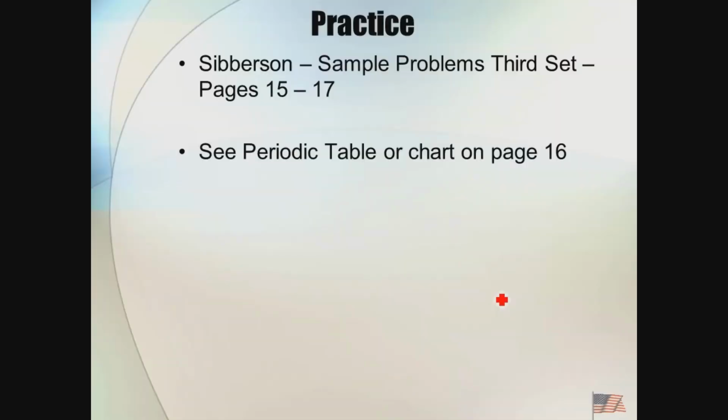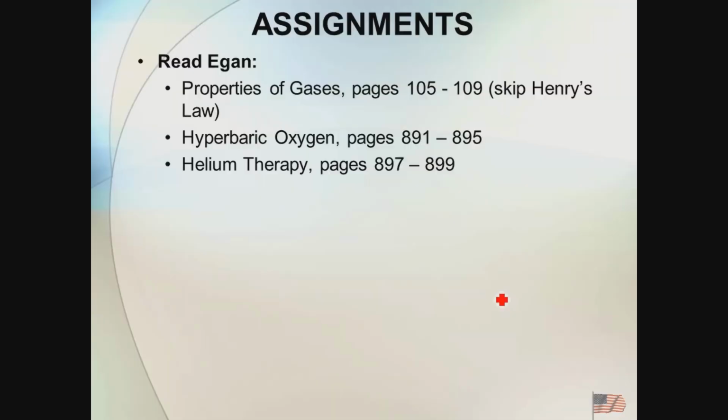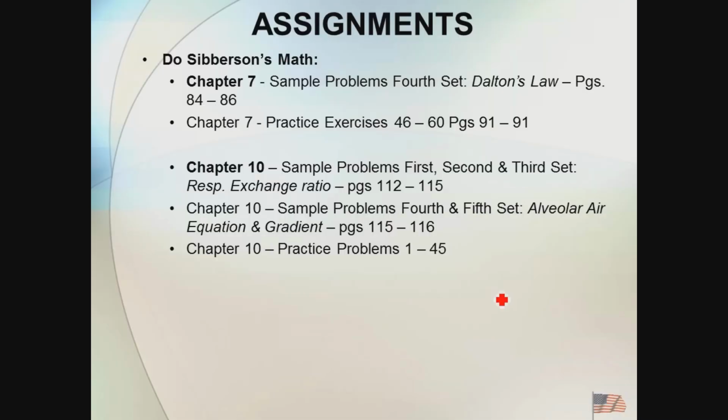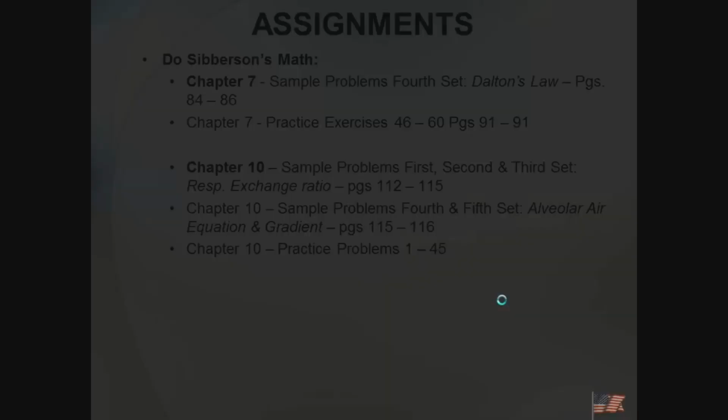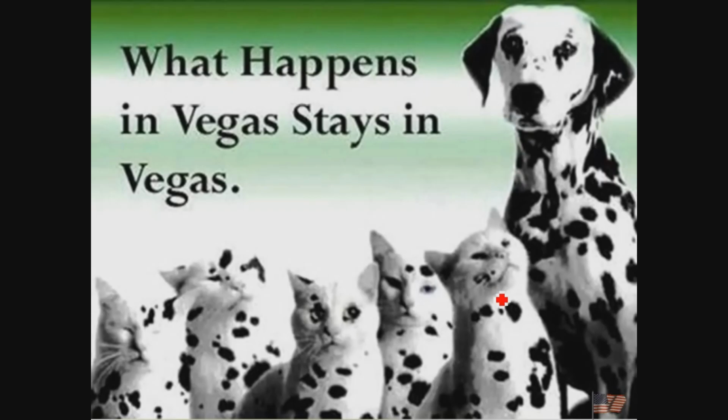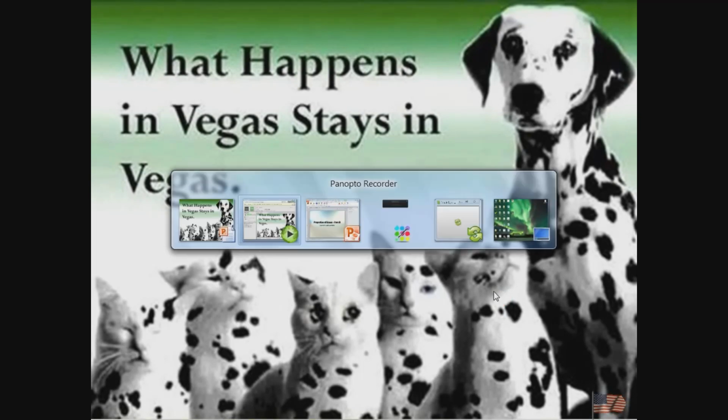And again, there are different problem sets that are there. There is some of this information in Egan if you want to review. And again, that optional text, Cybersyn, has a lot of problems also. If this is something that you're struggling with, there are some more practice problems there. And I will stop there.